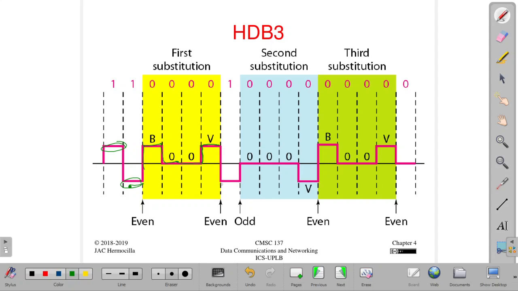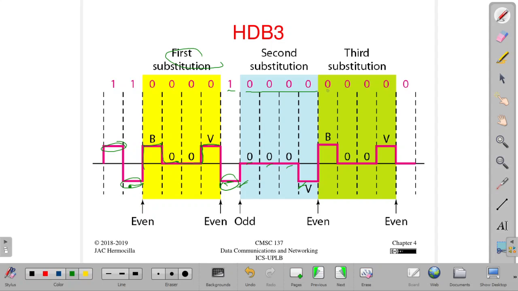Next, at this point, the count is still even, and we have no sequence of zeros, so we move here. Now we have a sequence of zeros. What is the number of non-zero pulses after the last substitution? This is the last substitution. The number of non-zero pulses is only one here, so it's odd. So we're going to use 0, 0, 0, and then a violation here.